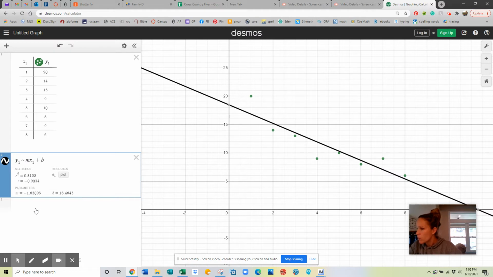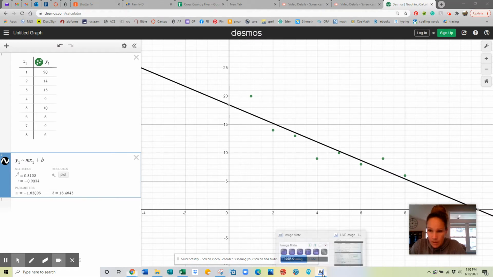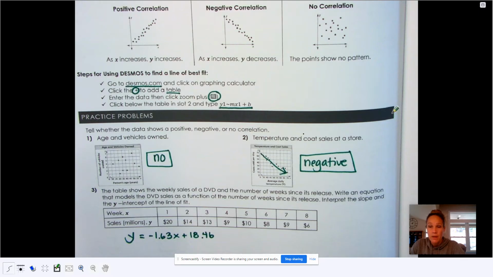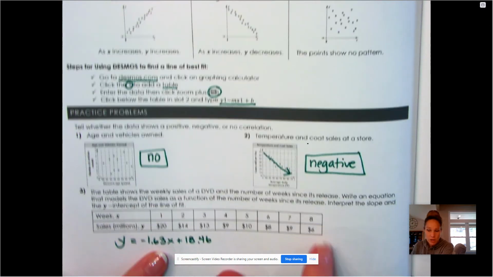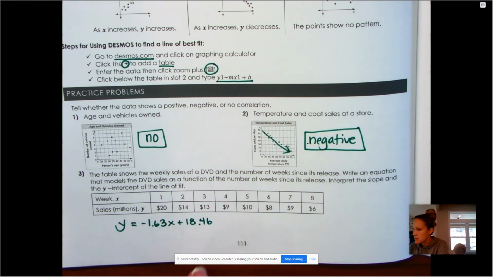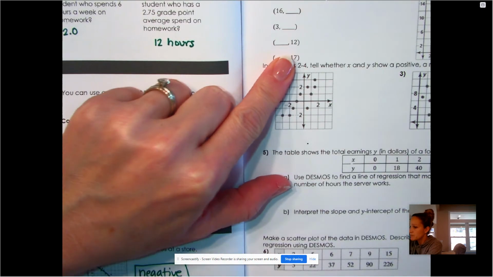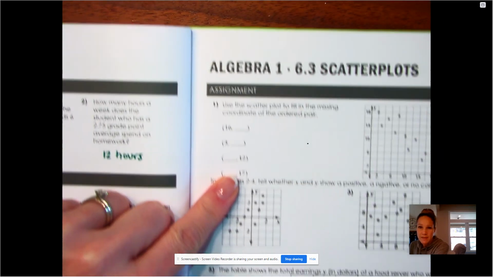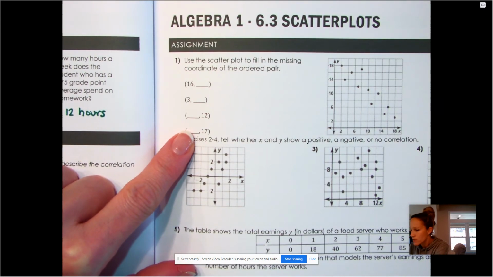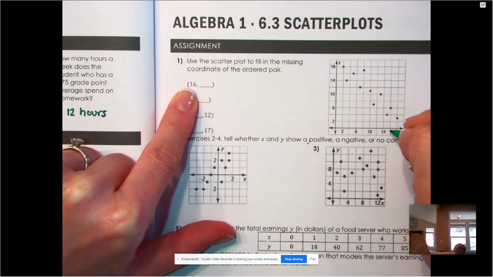Okay, so let's switch back to the notebook for a minute, and then we're going to come back to Desmos again. Okay, so you can see right here is where I wrote my equation that we got from Desmos. So now we're going to go over to your assignment. Question number 1, it says use the scatter plot to fill in the missing coordinate of the ordered pair. So this one I have the x value is 16. So I'm going to find the y value.